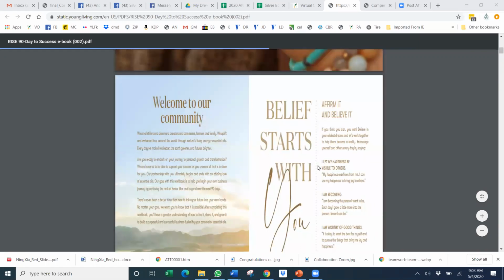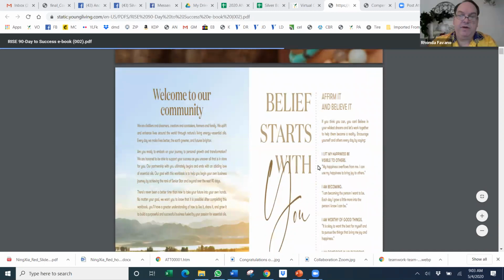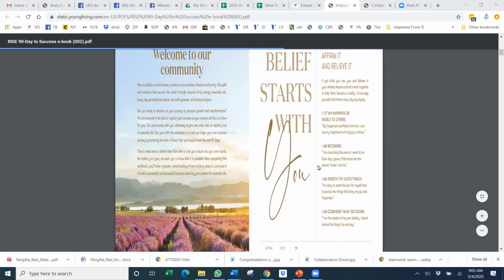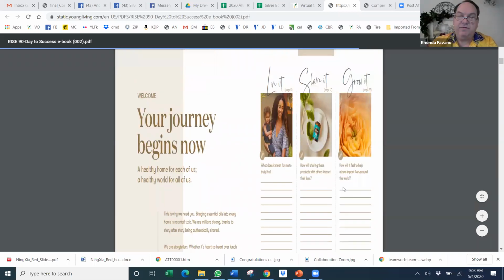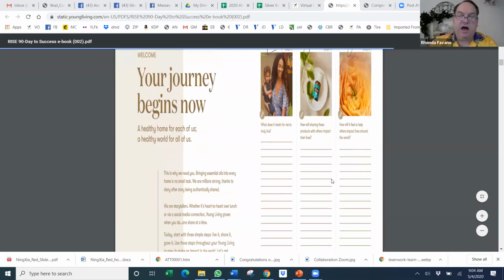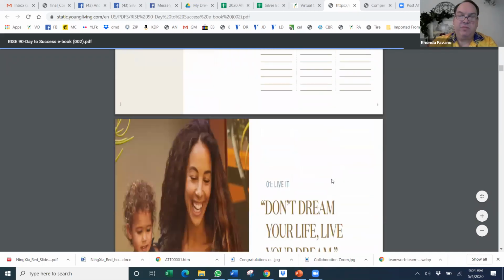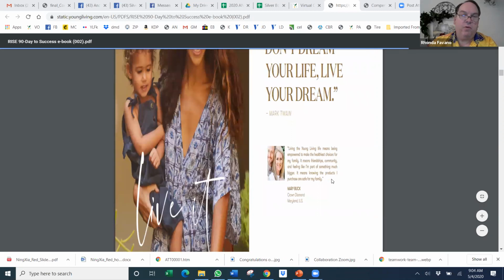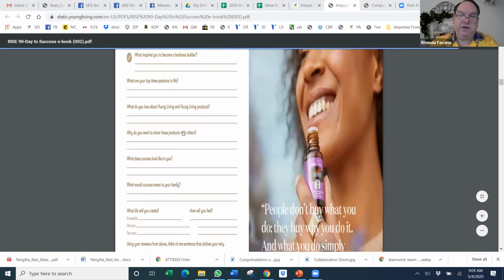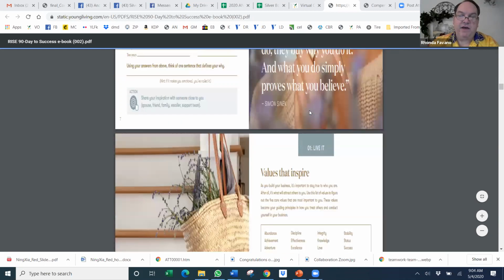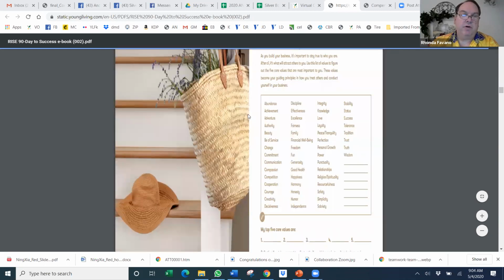It talks about the community. Your journey begins now. So live it, share it, grow is the terminology, but what does it mean for you to truly live? How to impact others' lives, don't dream your life. And then what inspired you to become a business builder? What are your 3 top passions? And a lot of the things we've been talking about in here. So values, there we go.